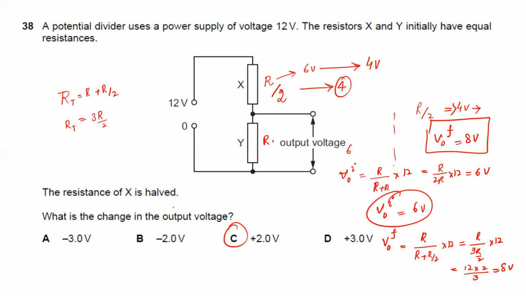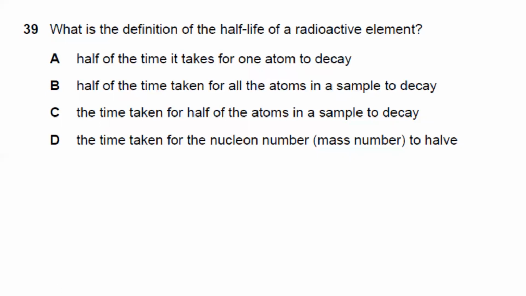So do not make the mistake which I have made here. So next question, question number 39. It says, what is the definition of half-life of a radioactive element? Part A says half of the time it takes for one atom to decay. Half of the time taken for all the atoms in a sample to decay. The time taken for half of the atoms in a sample to decay. So half of the atoms in the sample to decay looks the better answer.